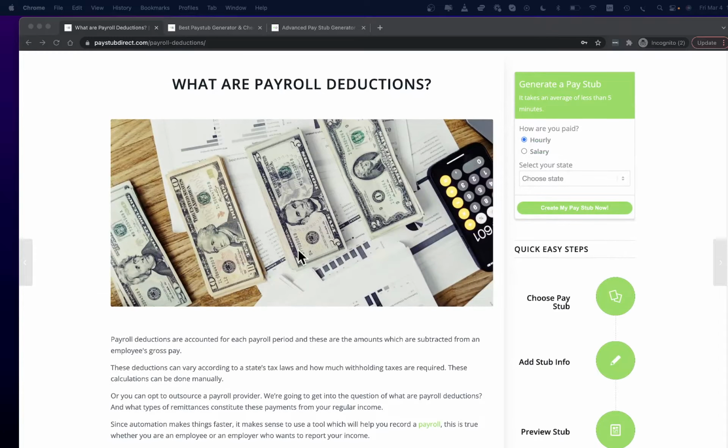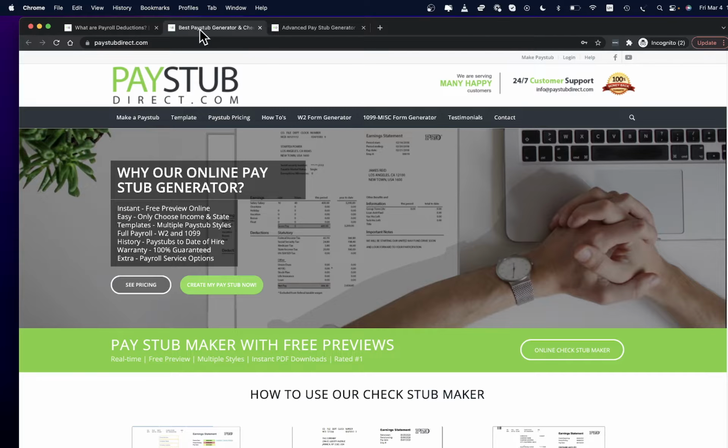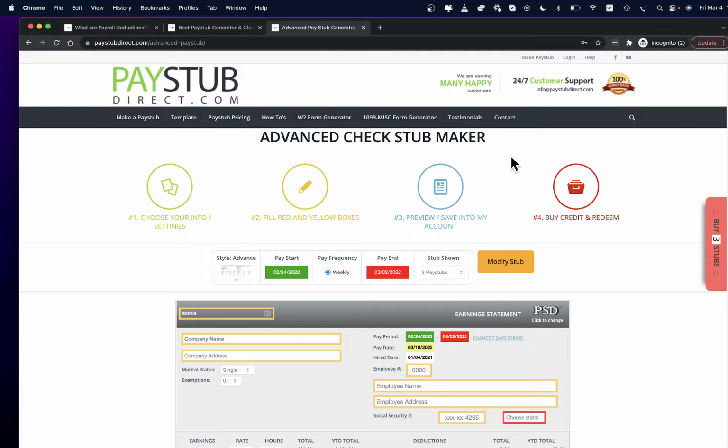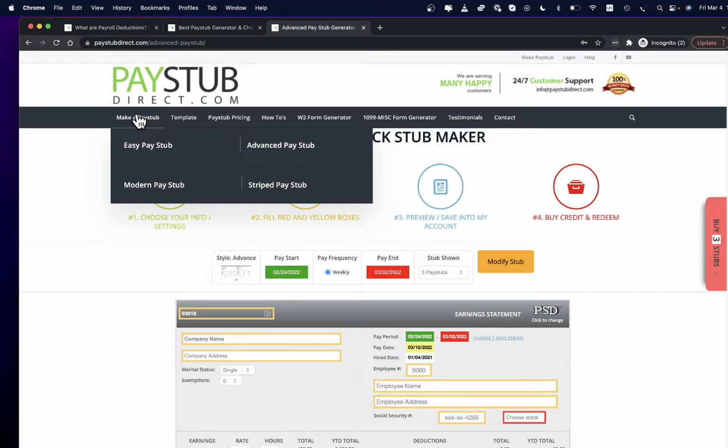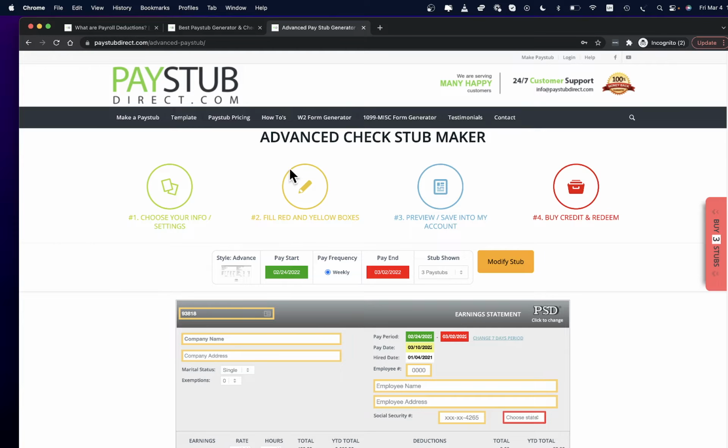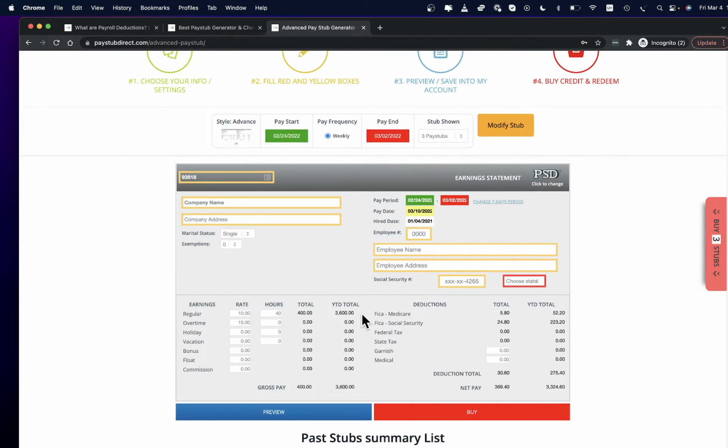And I can also show you on our site, paystubdirect.com, what they are and how they calculate automatically. We'll be using this advanced check stub maker, but we have different styles: the easy, the advanced, the modern, and striped. The most popular are the advanced and the modern style, but if you're just paying a nanny or gardener, the easy one is also fine. We just try to create some variety. Again, we'll stick with the advanced because it shows it nicely.